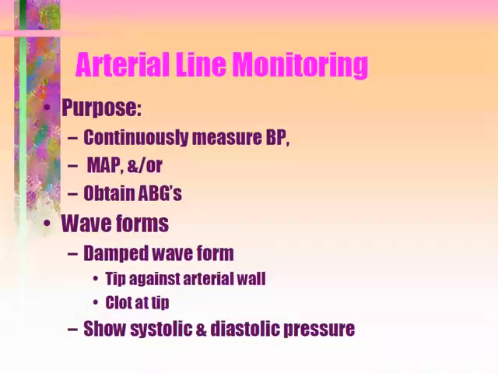Arterial line monitoring is done for continuous blood pressure monitoring to obtain their mean arterial pressure in order to obtain blood gases, particularly for when somebody's on a ventilator, and you're doing this very frequently. The waveforms on an arterial line will show your systolic and diastolic pressure, or if they're dampened, it means that the tip is against the arterial wall or there is a clot at the tip.